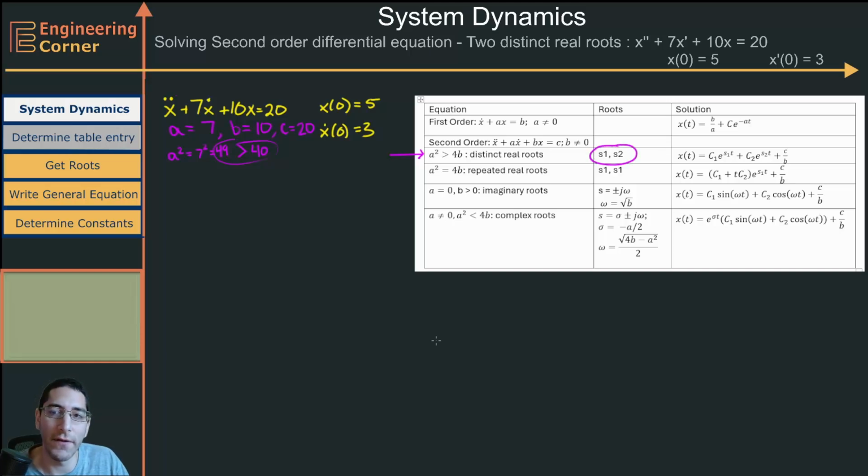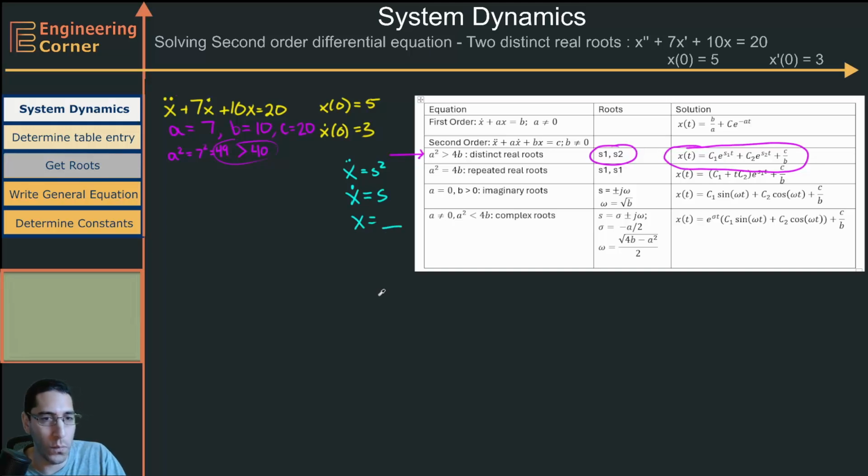They're going to be different numbers, and our general form of the equation is going to be given by this table entry right here. So now we actually have to get the roots. And to get the roots, we're going to go back to the actual differential equation. Every time we see an x double dot, we are going to replace it with an s squared. If we see an x dot, we're going to replace it with an s. And if we see an x, we're going to replace it with nothing. So let's do that, and then we're going to set that equal to 0.